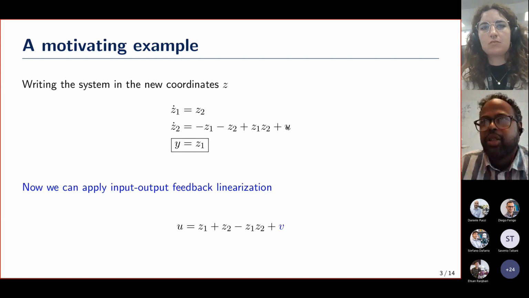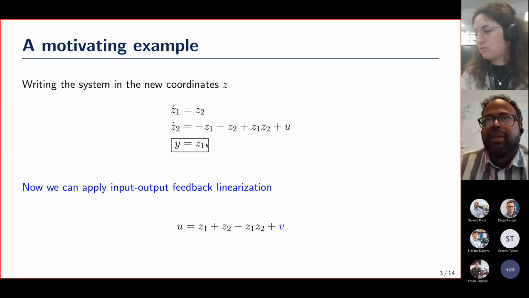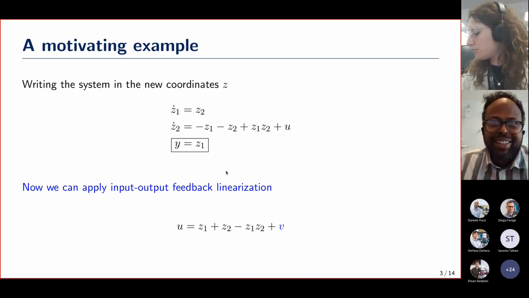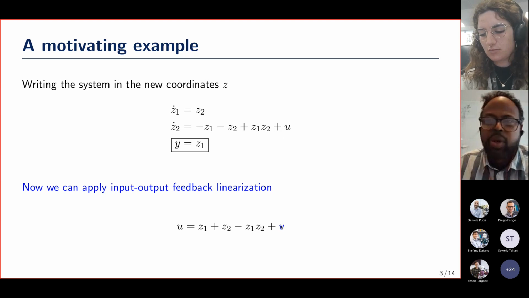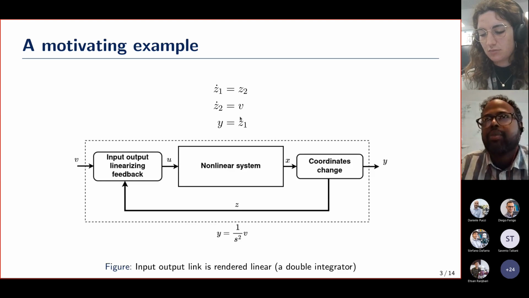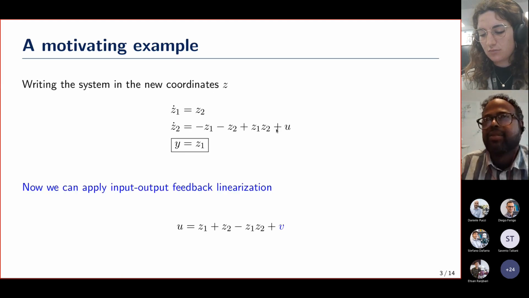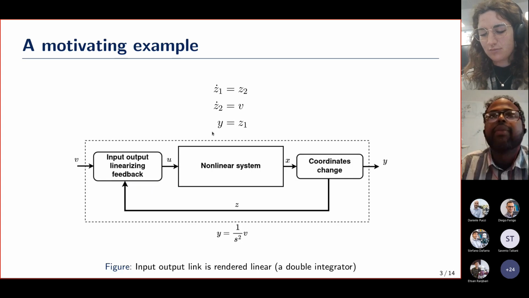So now we can find U such that Z1, which is our output, follows the desired reference. Here comes the feedback linearizing control, which is just to cancel these terms by setting U to be the negative of these terms plus a fictitious, we call it external, linear control. If we substitute this here, then what we get is a double integrator, right? Because we just canceled all of this and we are replacing everything here with V.